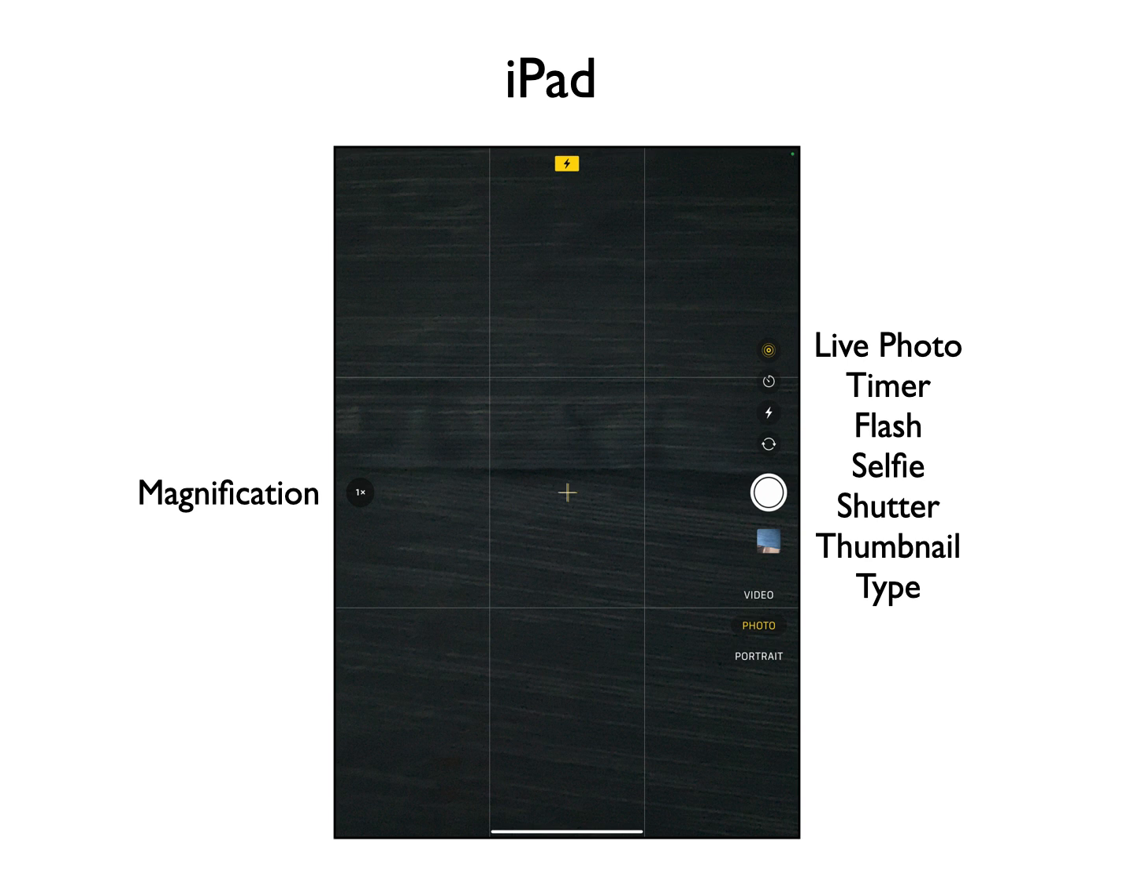You see there's the live photo concentric circles, the timer, the flash, the selfie, the shutter, the thumbnail, and then the type of image that you're going to take. Over on the left, you see it's small, but it says 1x. That's where you choose your magnification.